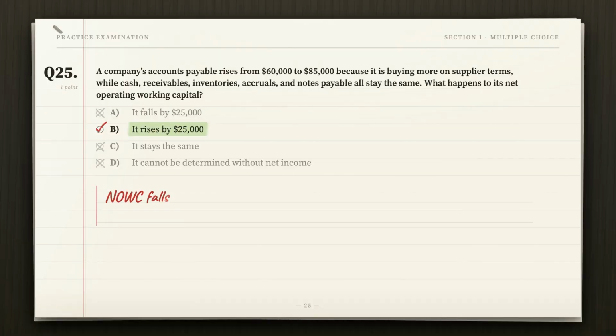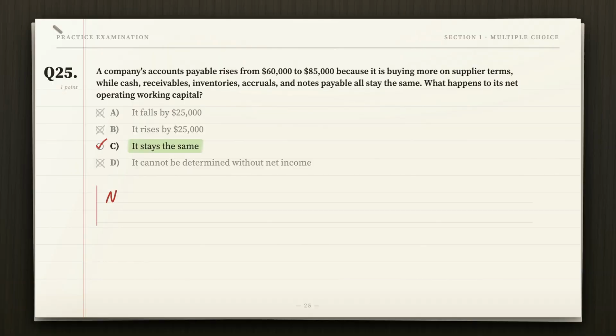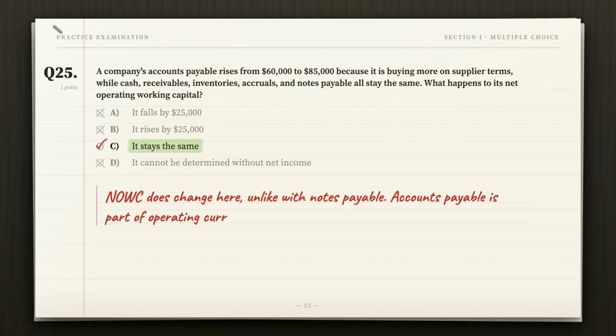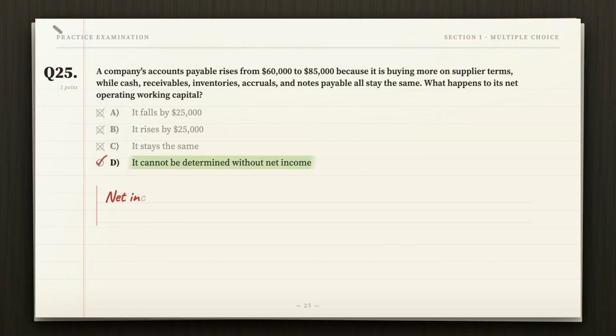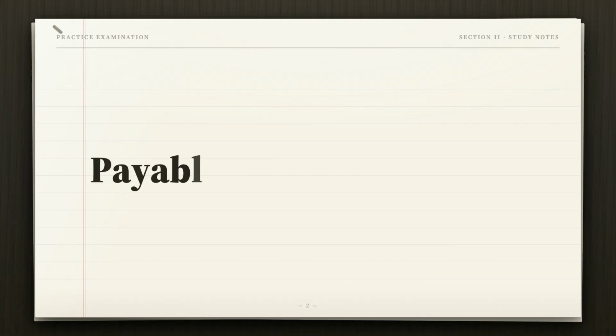B is wrong because NOWC falls rather than rises. A larger operating current liability reduces the gap between operating current assets and operating current liabilities. C is wrong because NOWC does change here, unlike with notes payable. Accounts payable is part of operating current liabilities, so moving it moves NOWC. D is wrong because net income is irrelevant to this. NOWC depends only on the operating current asset and liability balances, which are all provided.